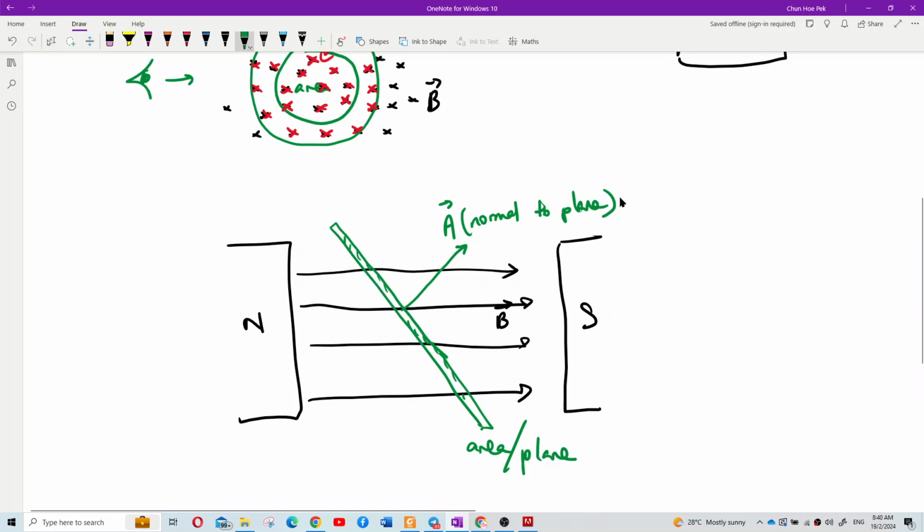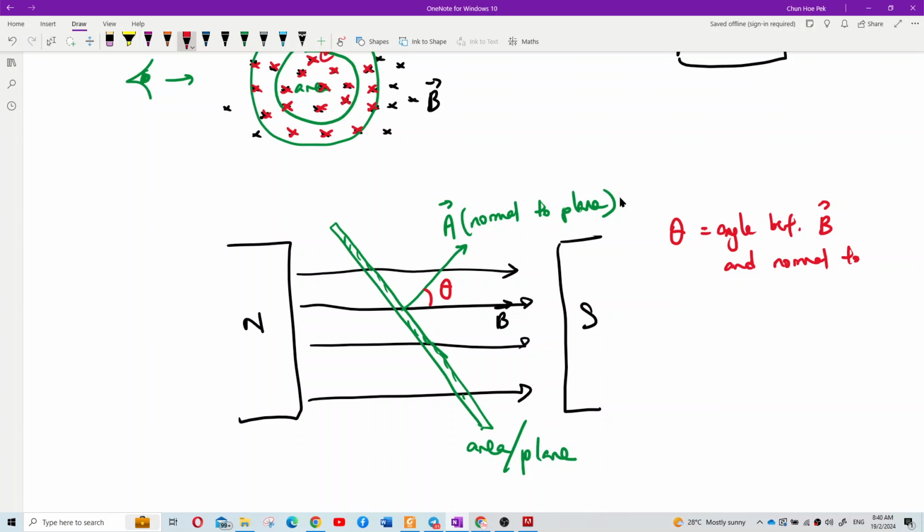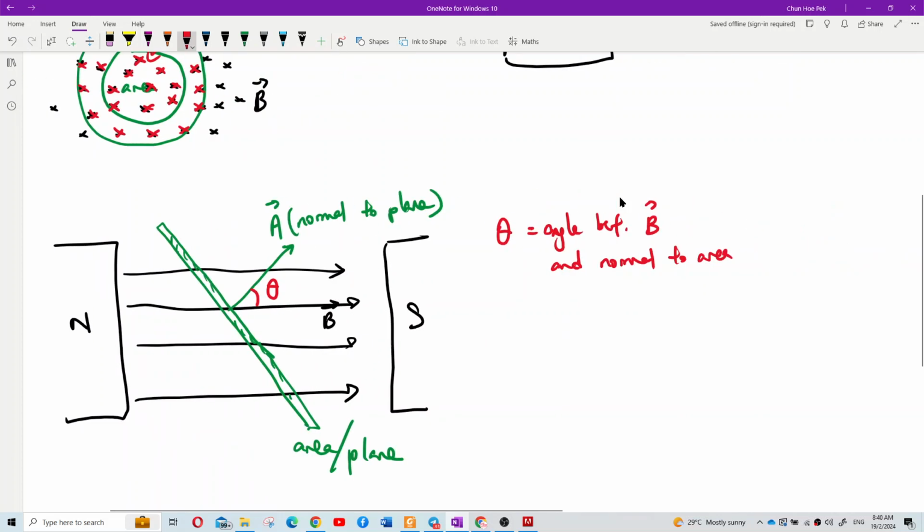So what is angle theta? Angle theta is this. Theta is the angle between the magnetic field and the normal to the area, or normal to the plane. Plane in Malay is satah. So it's the normal line.